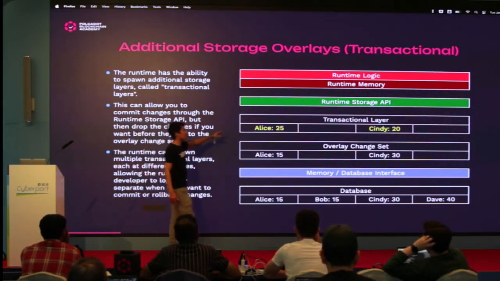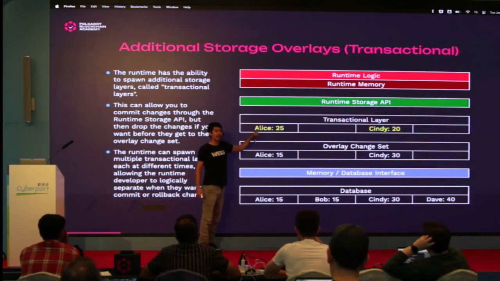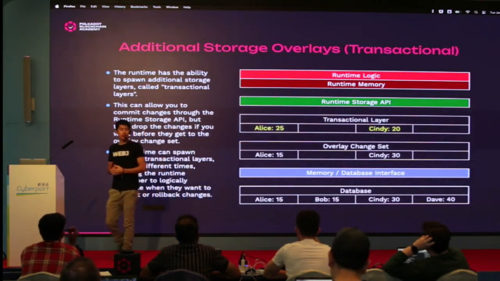And again, when you spawn a transactional layer, when you read the data, you're always reading the most up-to-date state that you know, right? So it's not like you're getting confused between layers. Does this make sense? Yeah, one more question?